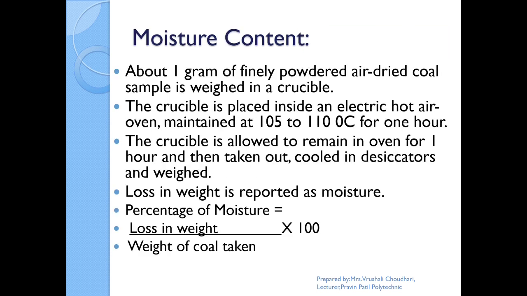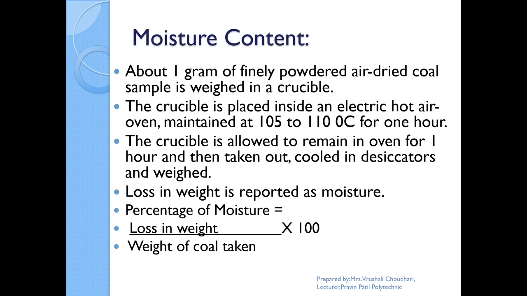How are we going to determine the moisture? We take 1 gram of finely powdered coal sample in a weighed crucible, and then we put this crucible in an electric oven at a temperature of 105 to 110 degrees for 1 hour. Due to the high temperature, around 100 degrees, whatever moisture is present in the coal gets evaporated.